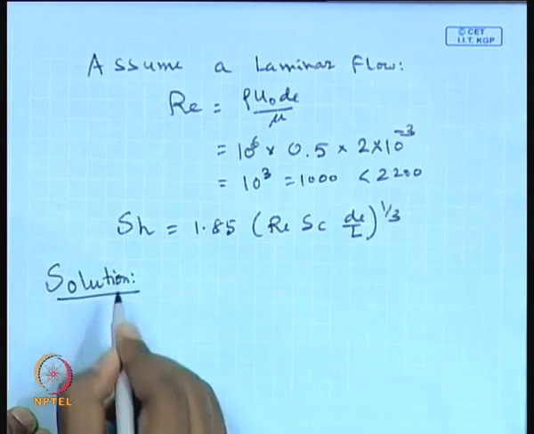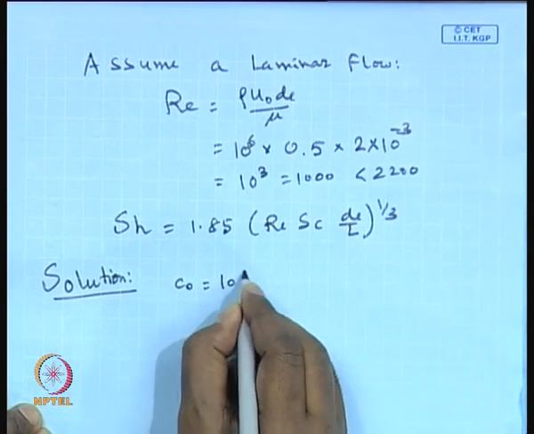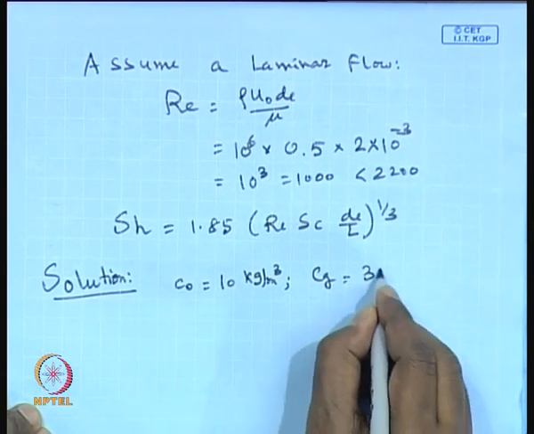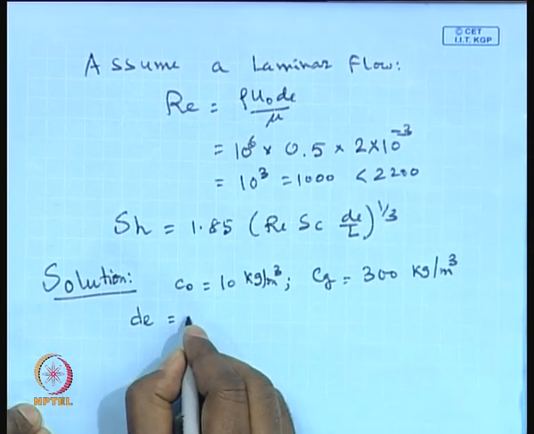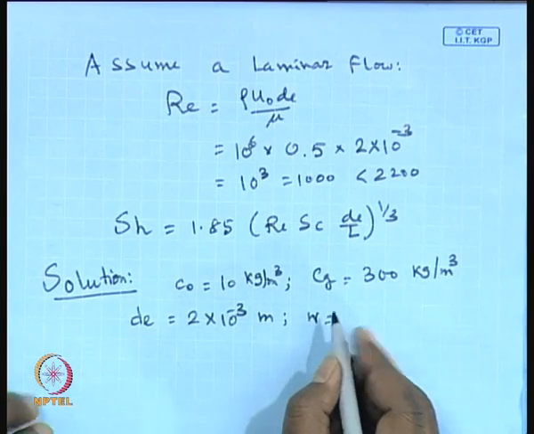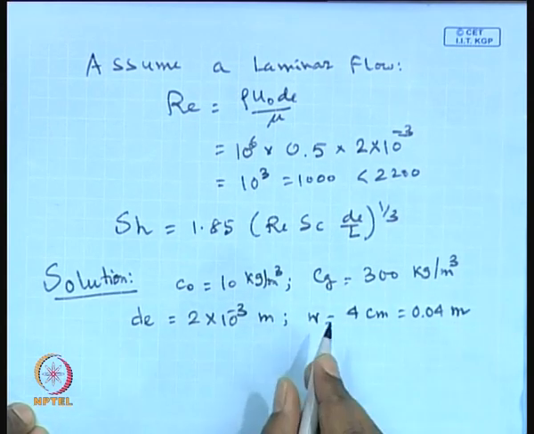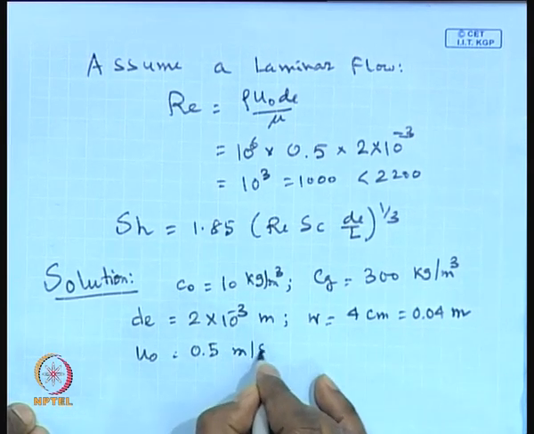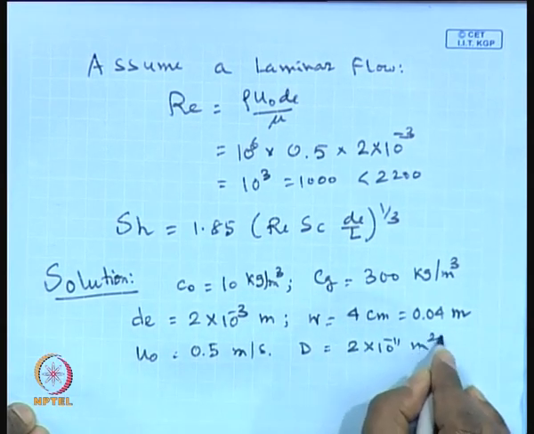This problem is straightforward. You have been given all the necessary quantities: C naught is 10 kg per meter cube, the gel concentration C gel is given as 300 kg per meter cube, the equivalent diameter is given as 2 millimeter, that is 2 into 10 to the power minus 3 meter, the width of the module is given as 4 centimeter, that is 0.04 meter, u naught is given as 0.5 meter per second, and the diffusivity is 2 into 10 to the minus 11 meter square per second.